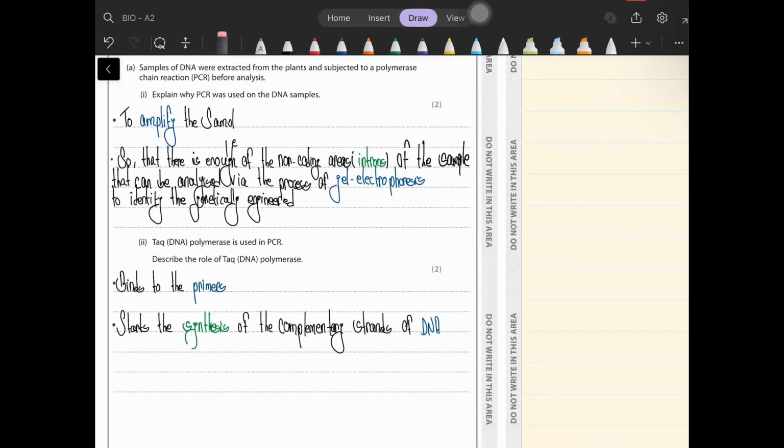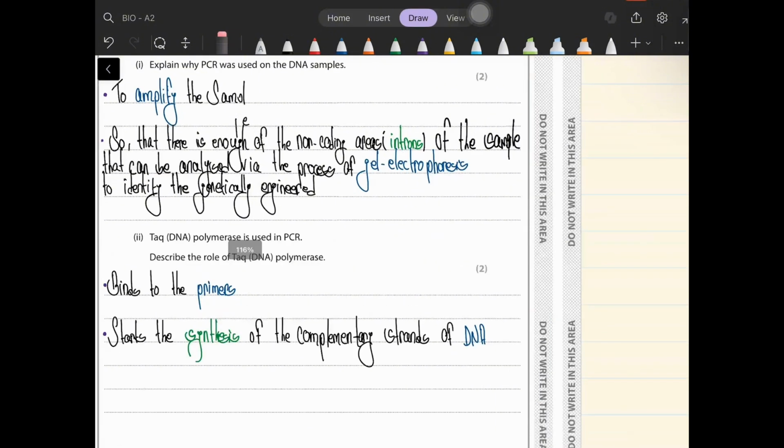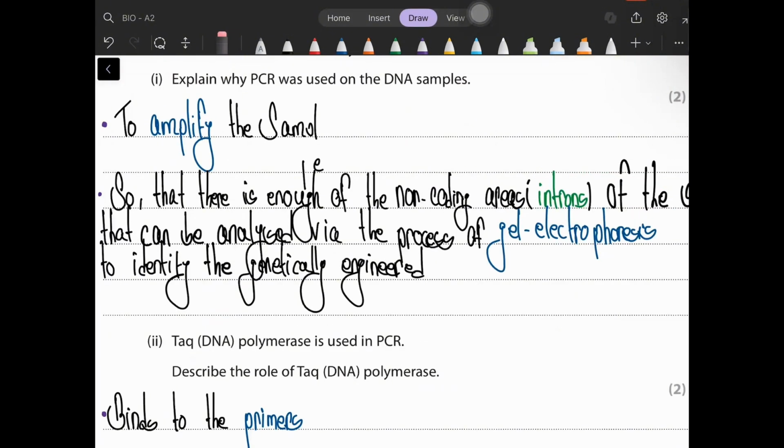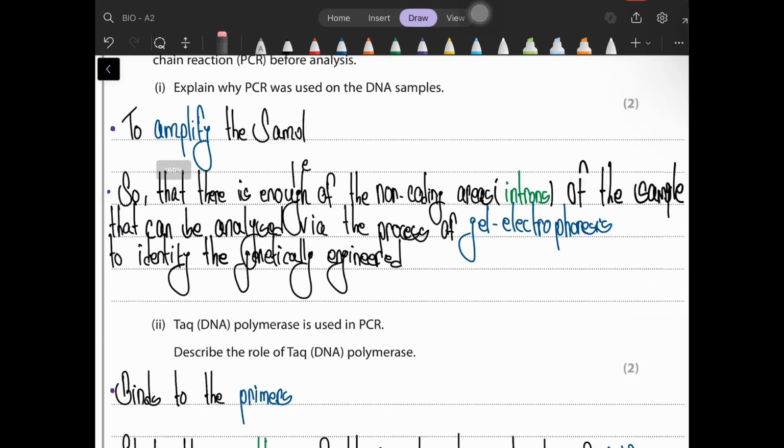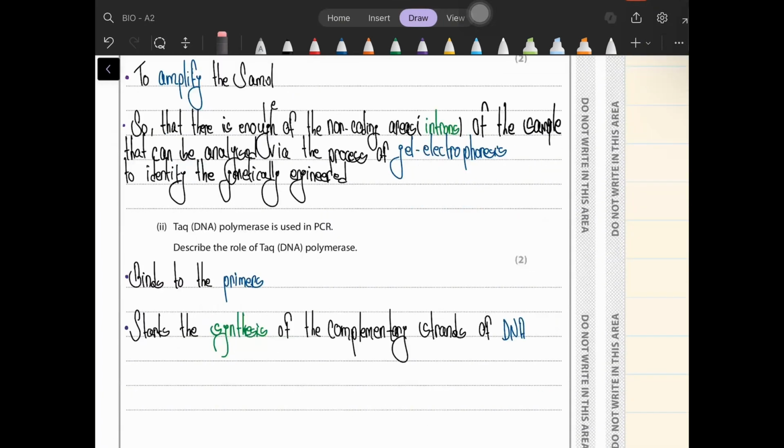So Taq DNA polymerase is used in PCR. Describe the role of Taq DNA polymerase. First thing is that it binds to the primers, as I said, and then it starts the synthesis of complementary strands of DNA. It basically tells where to start the synthesis of the complementary strands of DNA from, so that the strands of the DNA could be replicated again and again. The main aim of PCR is to produce a higher amount of the DNA sample, so that it could be used in a lot of techniques such as forensics and so on. Right?